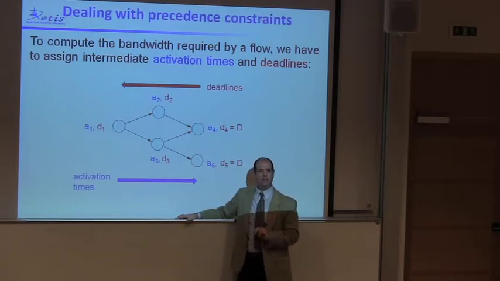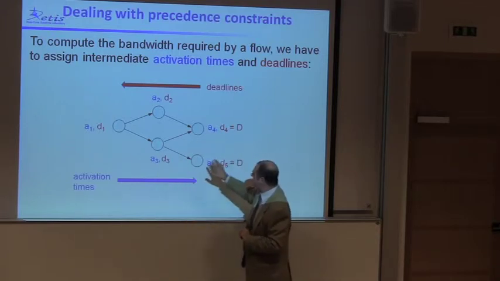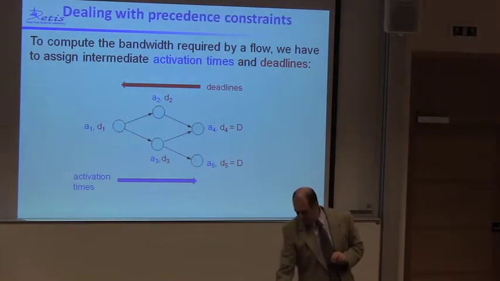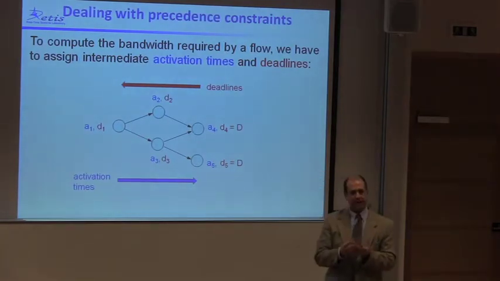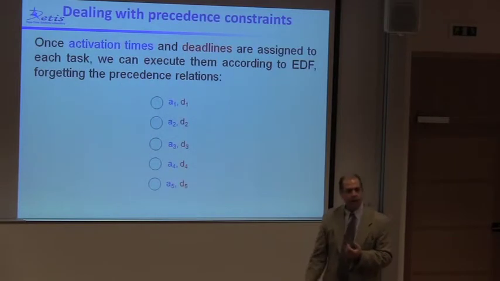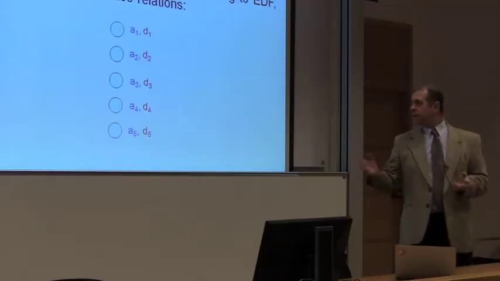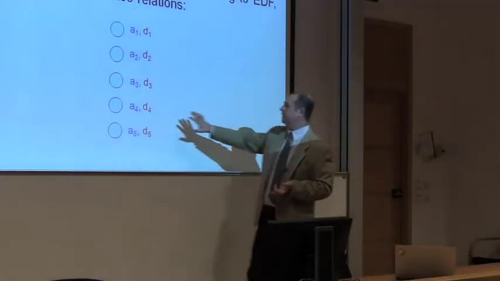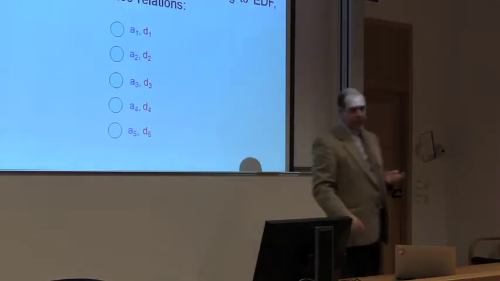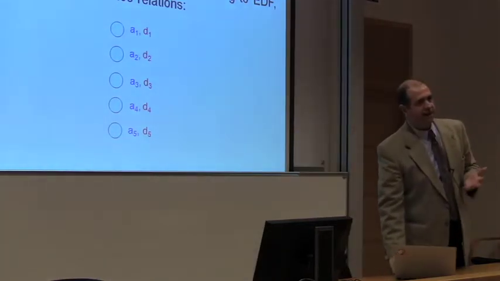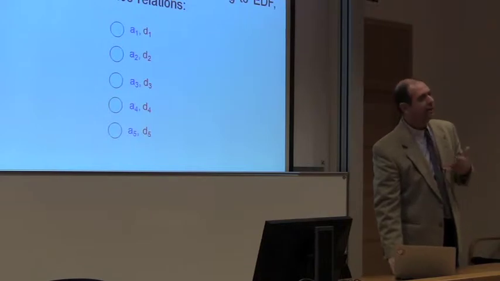This is quite interesting, because this is a way of transforming an application with precedence constraints into another one without precedence constraints, but with activation times and deadlines. And the advantage of this representation is that I can use a classical scheduling algorithm like rate monotonic or EDF. Well, in this case, I need to use EDF because I specify deadlines. But I can forget about precedence constraints, which usually create a lot of problems.